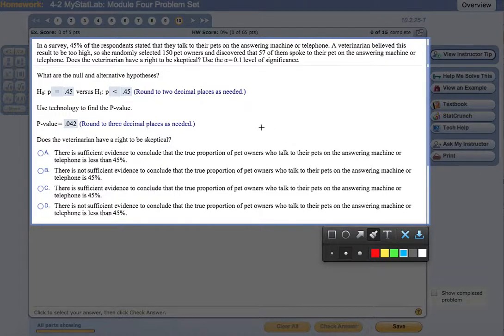And I'm going to draw a normal bell curve. And this should be all symmetrical and everything, but I'm just doing it to illustrate the rejection area. So it says the alpha level is 0.1. And since this is a left-tailed test, because it's less than, it would be down in this tail, we would have 0.1 or 10% of the data down there in the tail.